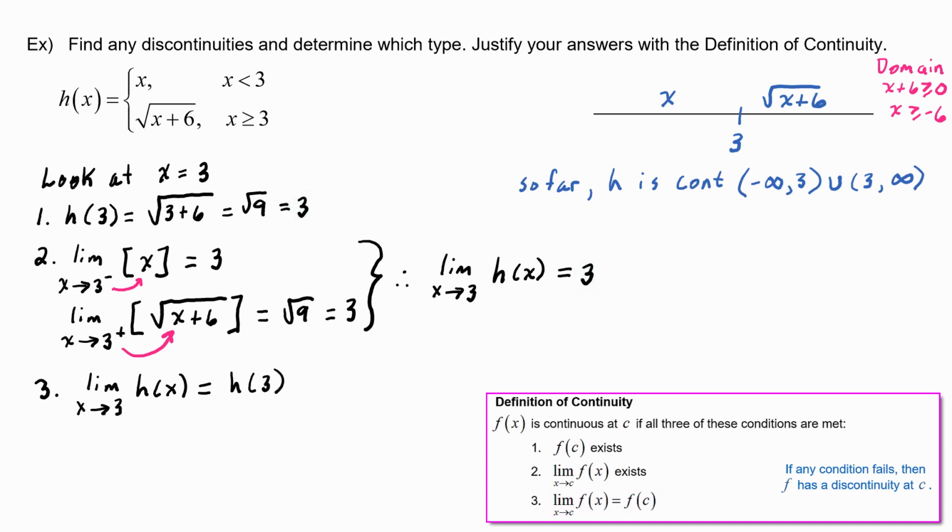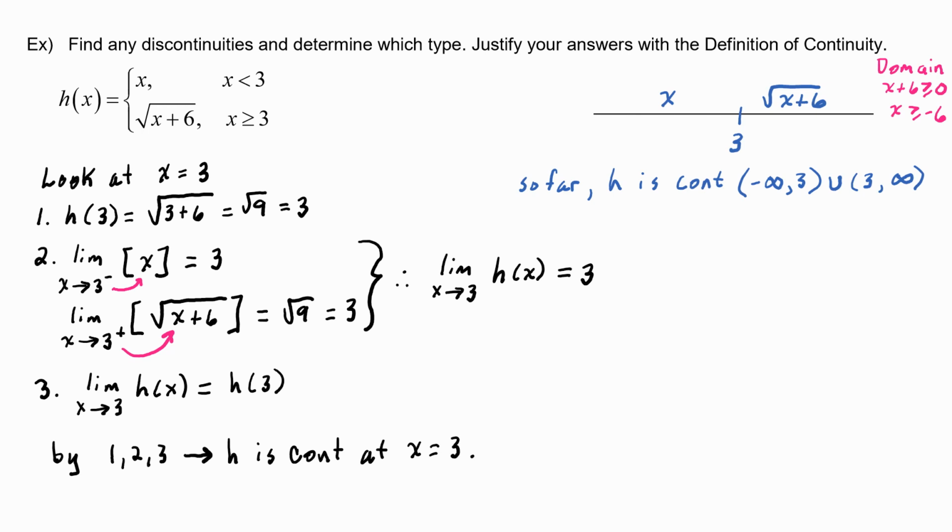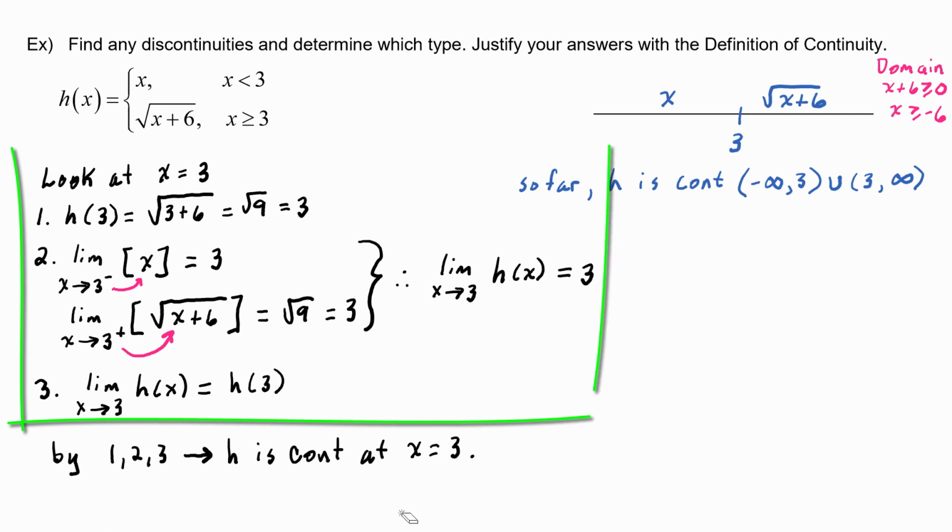And what these 3 steps prove, so by 1, 2, and 3, h is continuous at x equals 3. So now we can combine these results. This work here showed us that h was continuous at the single point of x equals 3.